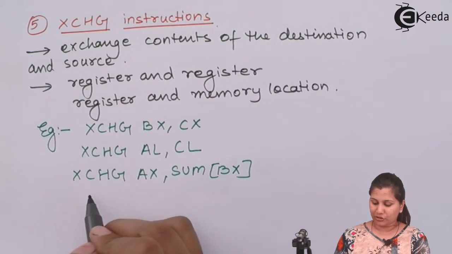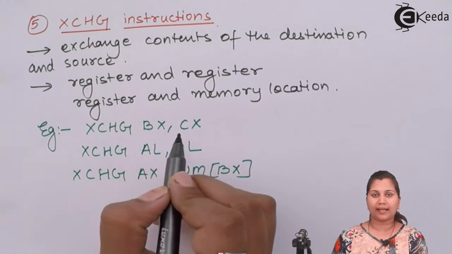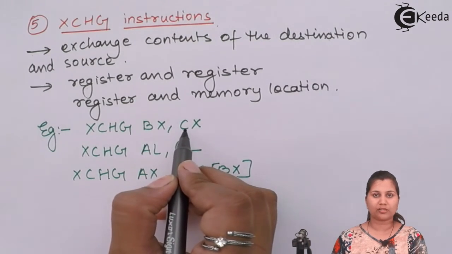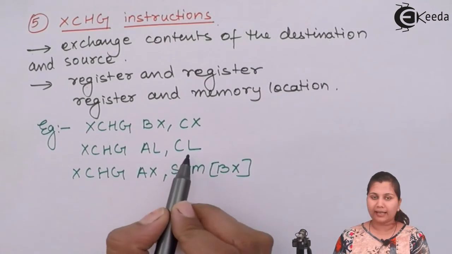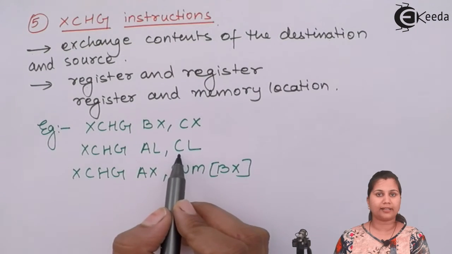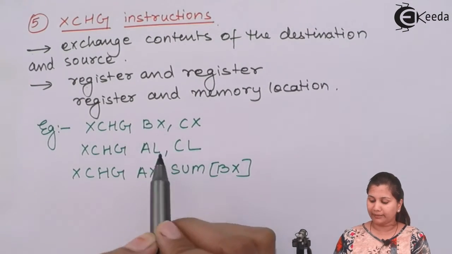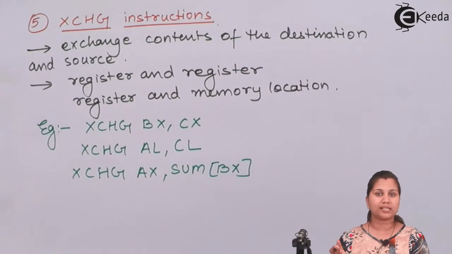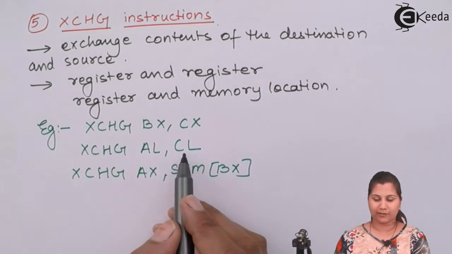So these are some of the exchange instructions. In this first instruction, the contents of the BX and the CX register are exchanged. Both these registers are 16-bit registers, so their contents can be easily exchanged here. Now exchange AL and CL, both these registers are 8-bit registers, so 8-bit content can also be exchanged. Just keep in mind that the size of the source and the destination is the same, because 16-bit data cannot be exchanged with 8-bit data. So here 16-bit data are exchanged, here 8-bit data is exchanged.